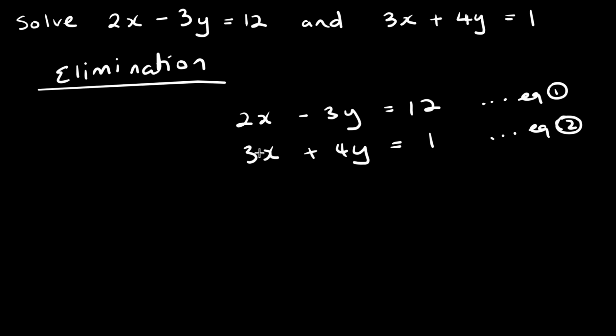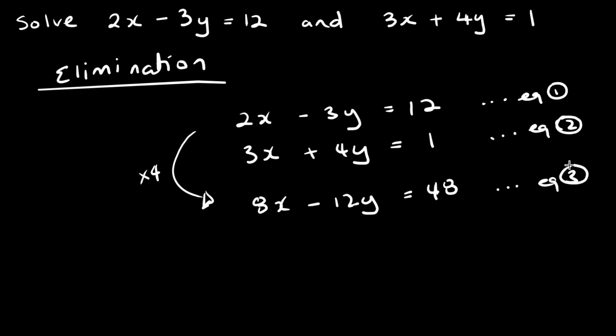So we need to make the coefficients of either x or y the same. There's a negative term here I'm working with, let's do something different. Let's make the terms in y the same, because we haven't done that before, right? So what I'm going to do is multiply equation 1 by 4, because then that will give me a negative 12. So I get 8x minus 12y is equal to, and we're multiplying this by 4, 48. And we'll call this equation 3.